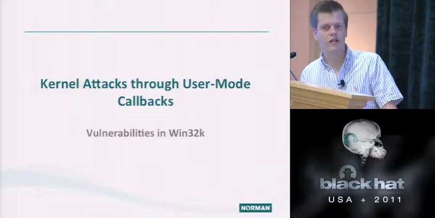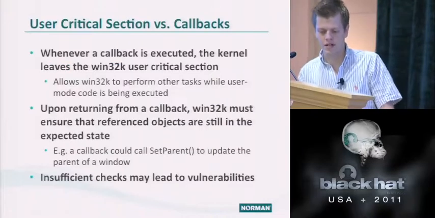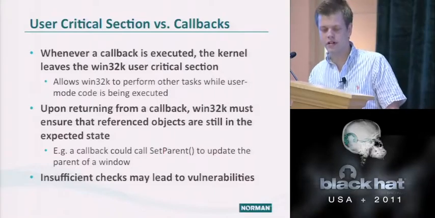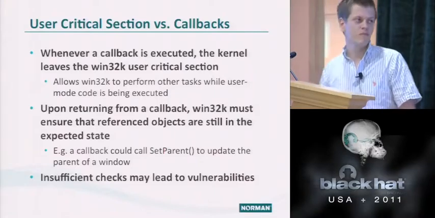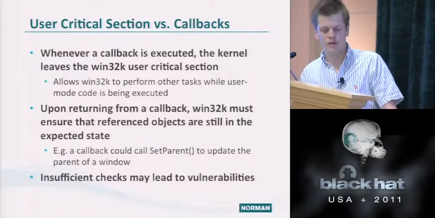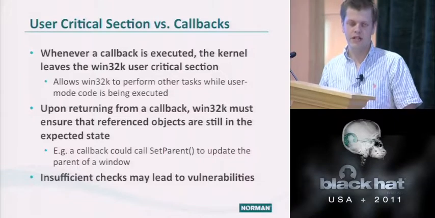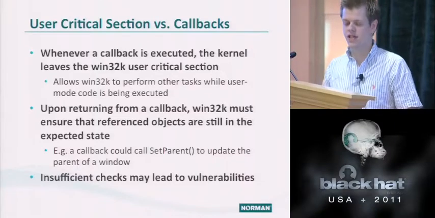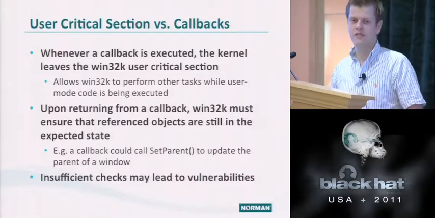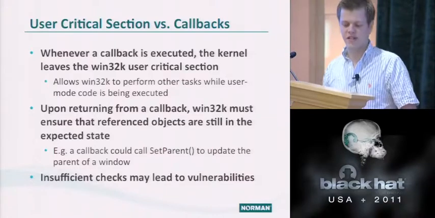So you're probably wondering, why are callbacks bad? What about this global lock? The user critical section: whenever a callback is executed, the kernel leaves this section. This is to be able to perform other tasks while the user mode code is being executed. And upon returning from the callback, it re-enters the critical section or reacquires the global lock. And then you have to make sure that all the objects that you had previously referenced in this function are still in the expected state.